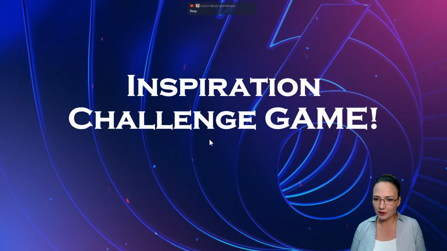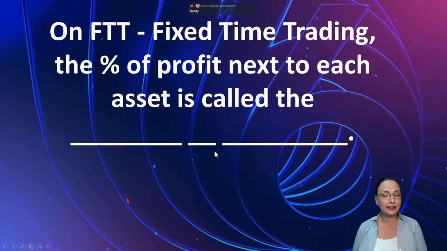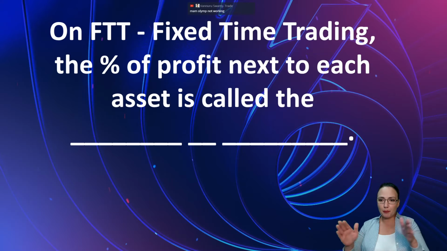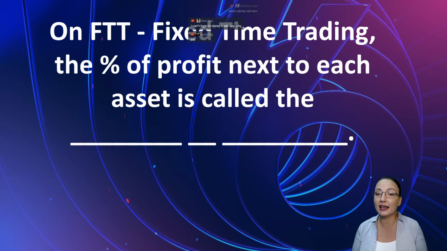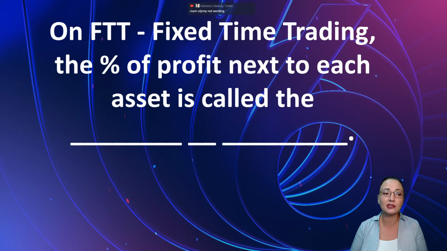Let's go. The first question is, on FTT, that's fixed time trading, the percentage of profit next to each asset is called the beep beep beep. The answer is a combination of three words. Once again, on FTT, that's fixed time trading, the percentage of profit next to each asset is called the... Okay, ready. Let's see who is going to give us the correct answer. These questions are going to be more aligned with fixed time trading.